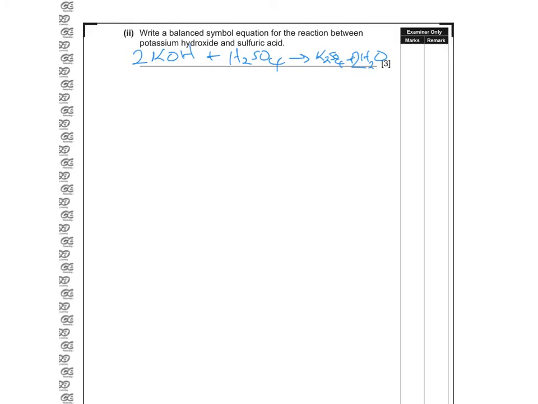There's the balanced symbol equation. 1 mark for the formula on the left, 1 mark for the formula on the right. And if you've got 2 marks, then you can get a 3rd mark by balancing it.